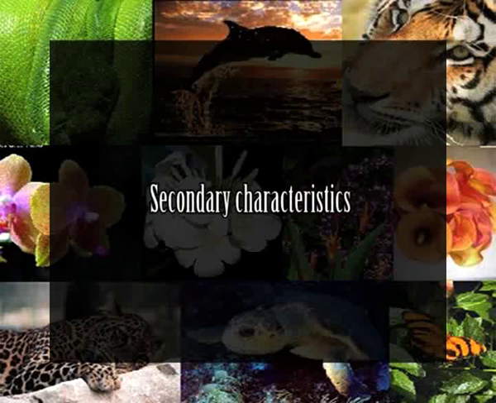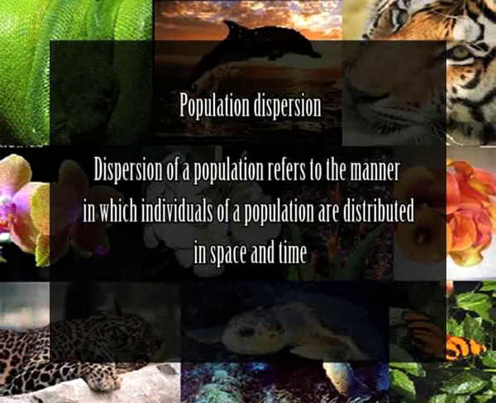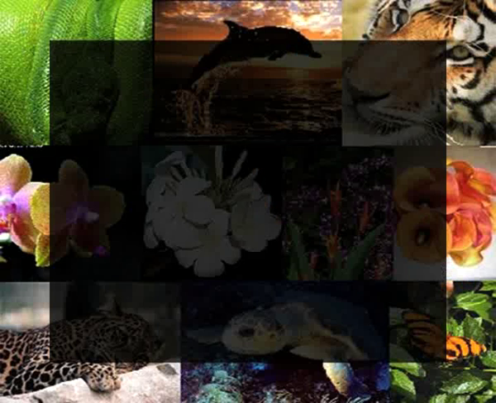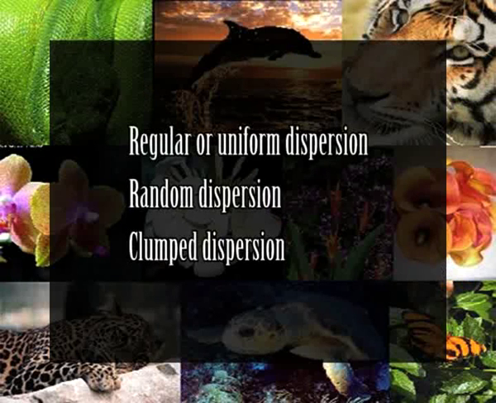Now the secondary characteristics. Now first secondary characteristic of a population is population dispersion. Dispersion of a population refers to the manner in which individuals of a population are distributed in space and time. Three types of dispersion patterns are recognized in populations. One is regular or uniform dispersion, second the random dispersion, and the third clumped dispersion.